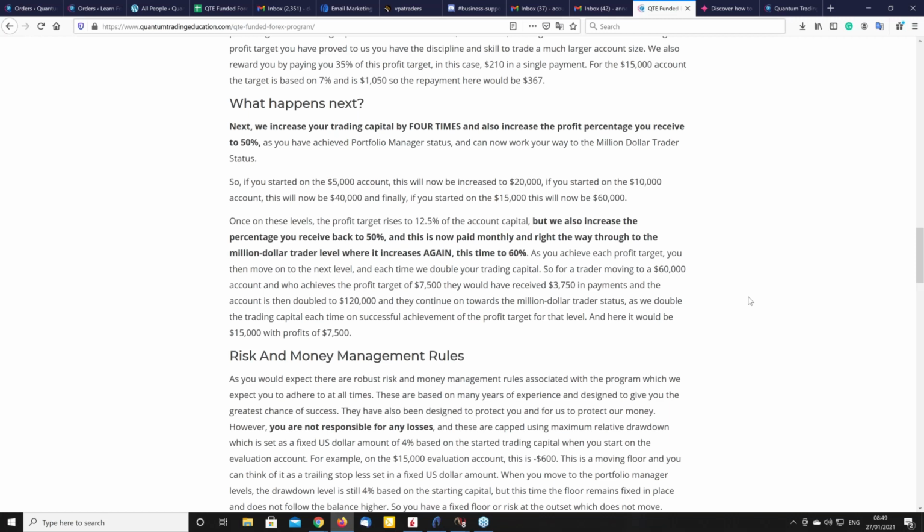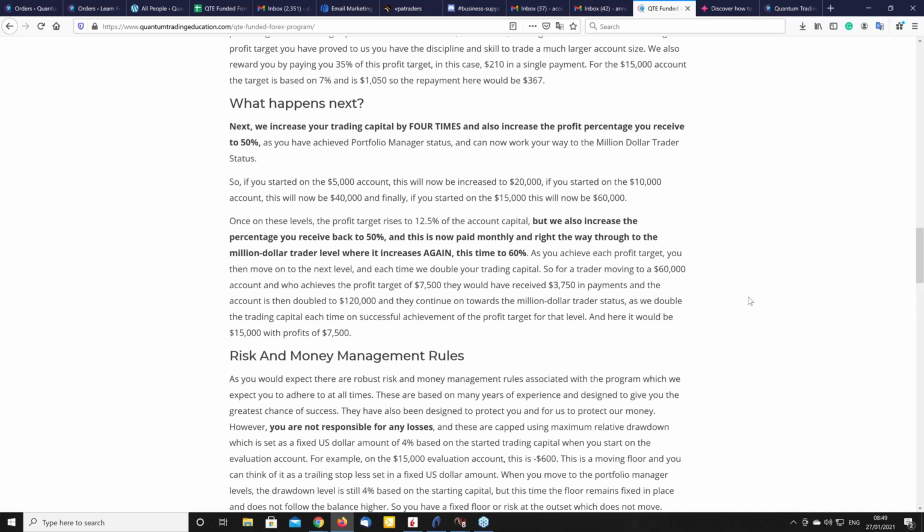The other big changes are twofold. First of all, in terms of profit share, once you move to the portfolio manager stage, we're increasing that from 40% to 50%. So you get 50% returned to you in terms of what profits you make. And that's returned on a monthly basis. You don't have to take it, but it's your choice. And once you get up to the $1 million trader level, we increase the profit return to 60%. So it really becomes extremely significant at that level. So those are the changes there.